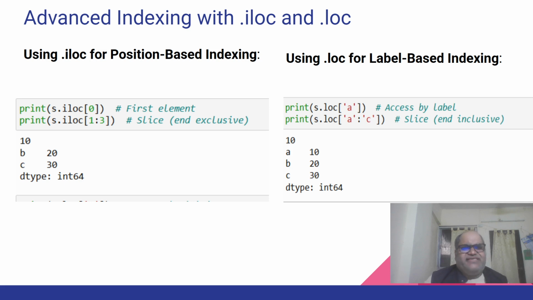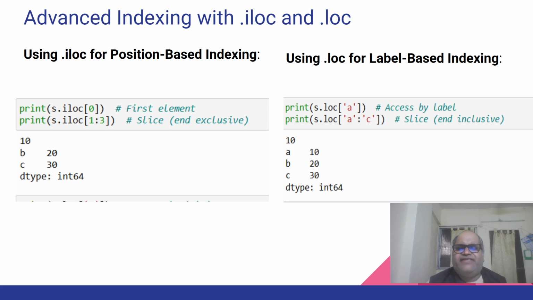Now there is advanced indexing with iloc and loc. If you want to access the first element of the series S, you can simply call S.iloc[0], and it will give you the 0th element. If you give it a slice, here the end is exclusive, from 1 to 3, it will give you the output in terms of your index as well as values: B 20, C 30, right?